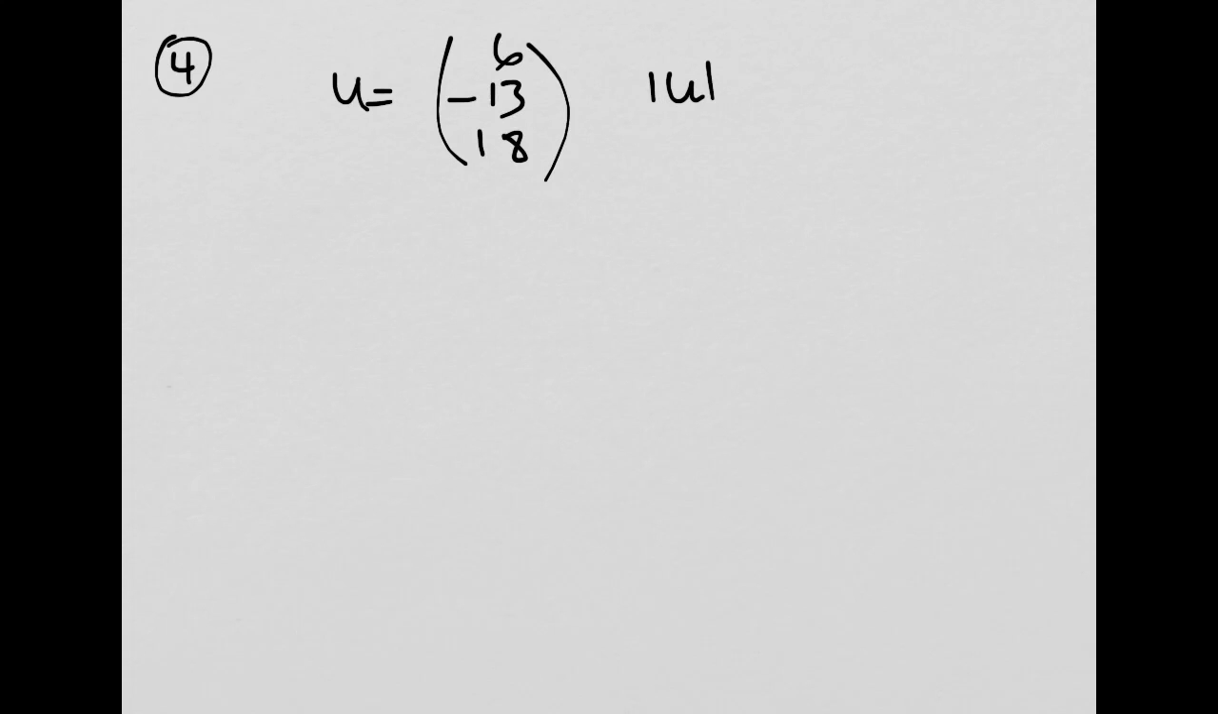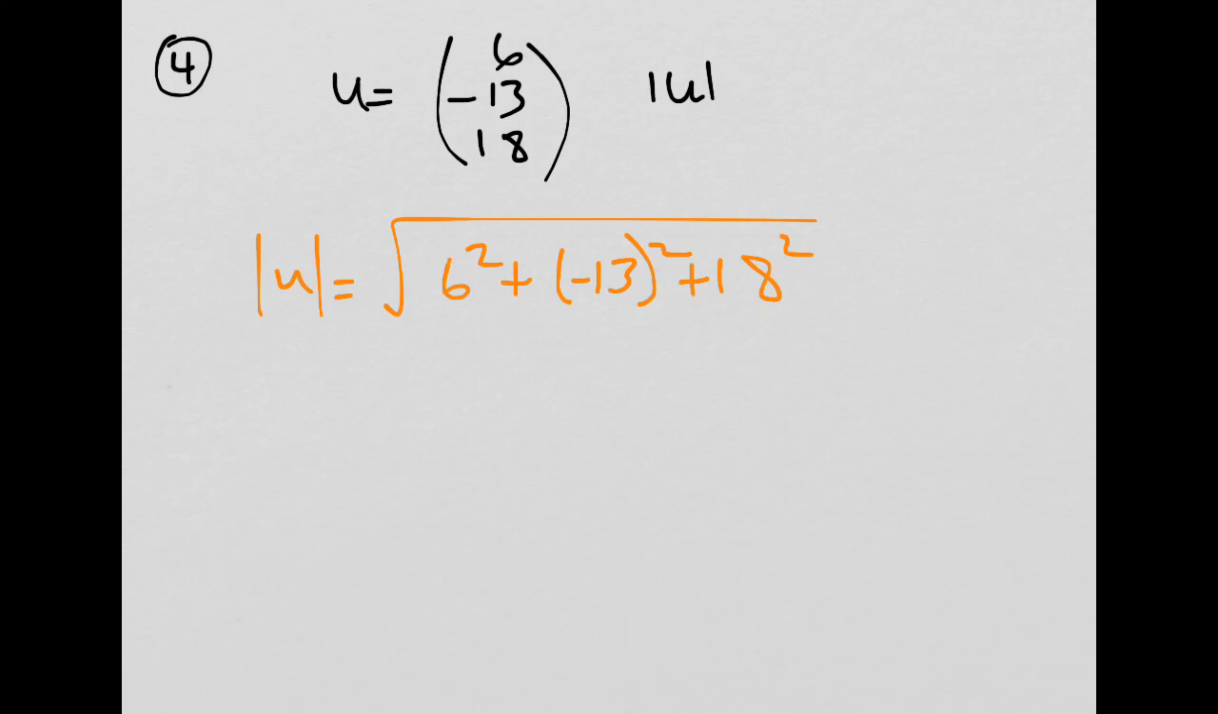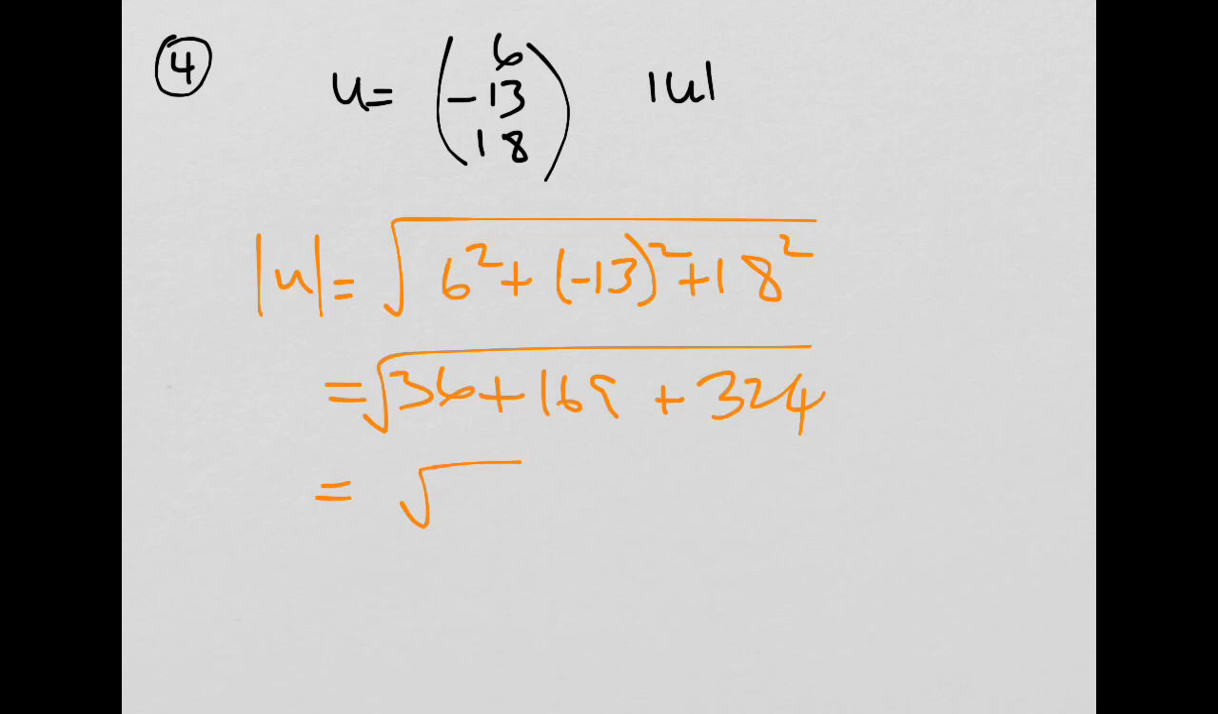Question 4. Of the vector u, which is 6, negative 13, 18, and we're asked to find its magnitude. Well, we find its magnitude by doing the square root of 6 squared, negative 13 squared, and 18 squared all added together. So that's 36, add 169, add 324, square rooted, which is the square root of 529, which your calculator tells you is 23.